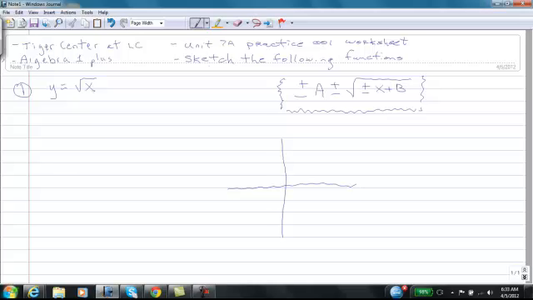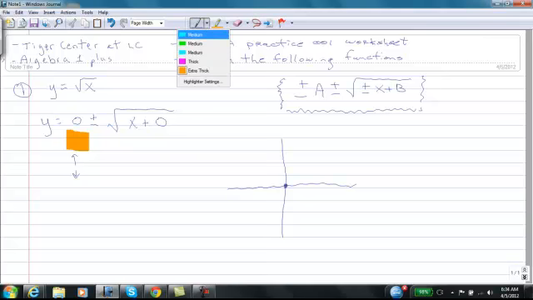Y equals the square root of x. Well, we're going to make this a little bit bigger and actually write in the 0 on the outside: plus or minus square root x plus 0. Okay. Now, the first thing we see on the outside is the 0. Well, if you remember, the 0 was the shift up or down. Well, if it starts at 0, let's just put a spot right there at 0. It didn't go up or down.